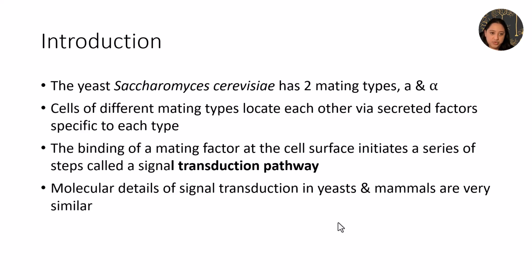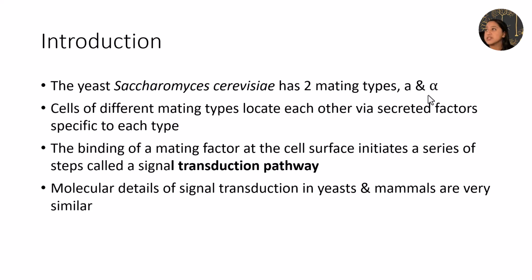And so, for example, another example, in this case it is eukaryotes, because yeast, like Saccharomyces cerevisiae, are small, but they are eukaryotes. When you're thinking of baker's yeast, these are actual organisms. They have two mating types, A and alpha. Instead of male and female, there are these two mating types. Cells of different mating types locate each other via secreted factors specific to each type.